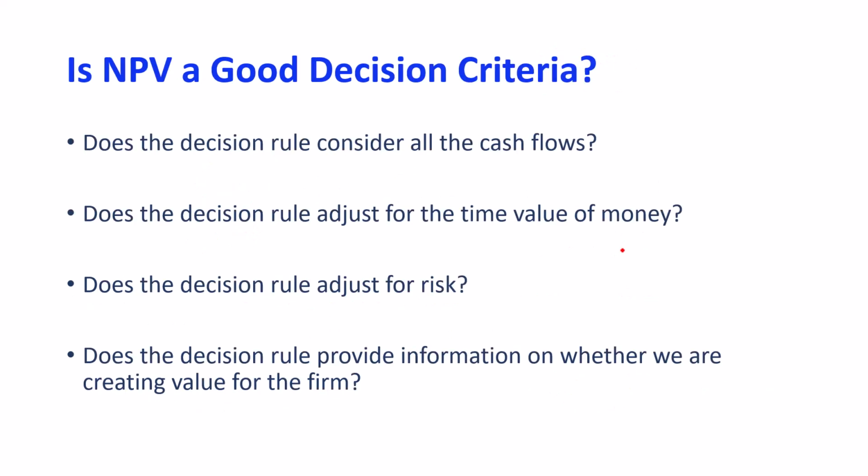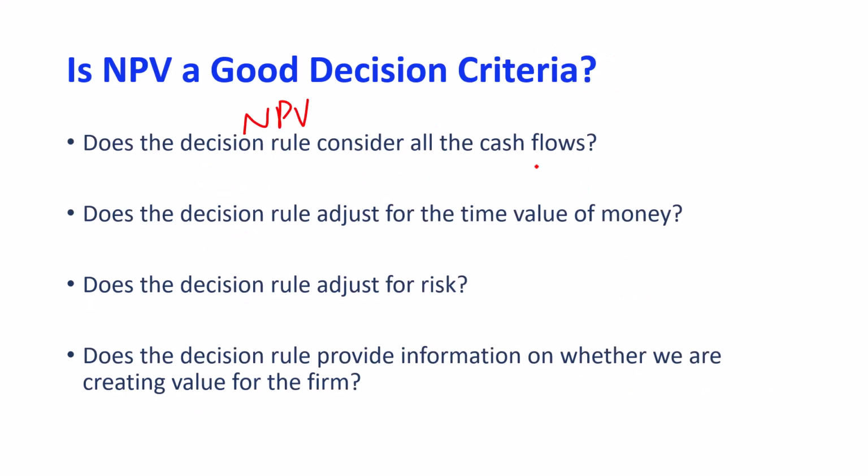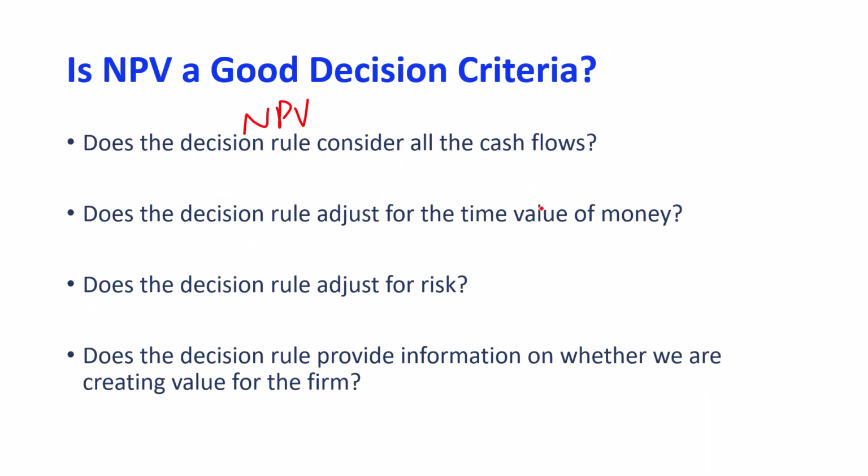Now, let's answer the questions that we had before. Does NPV consider all the cash flows of the project? The answer is yes, because you have cash flow 1 to cash flow n, so you have all the cash flows here. Does it adjust for time value of money? Again, the answer is yes, because you are not using the nominal cash flows. You're finding their discounted values or present values. So the answer is yes.